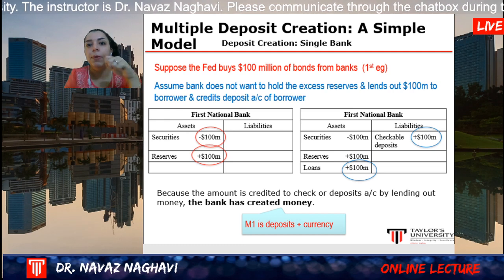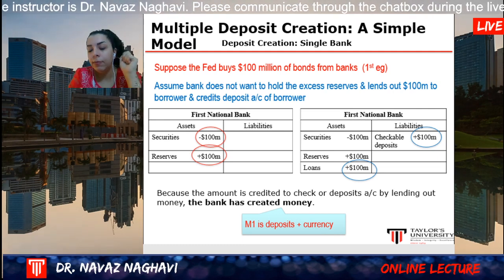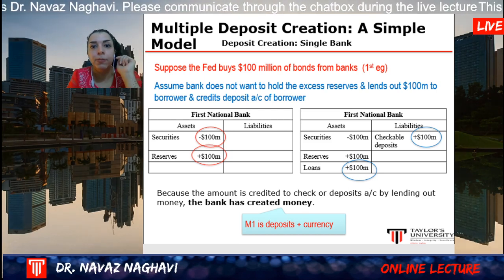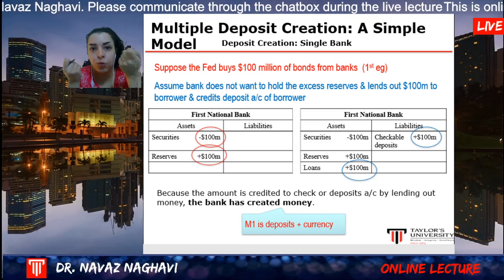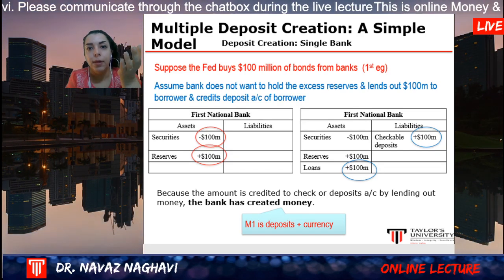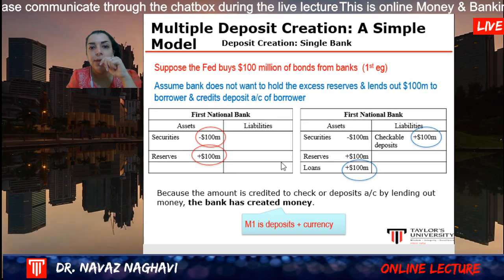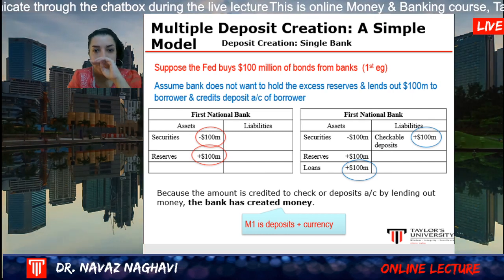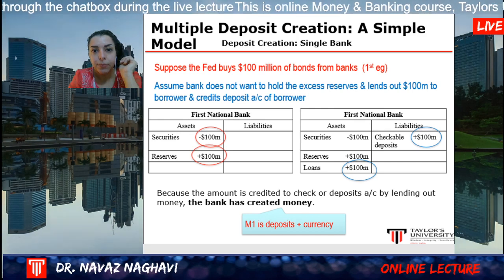So when, for example, you want to get a mortgage from the bank and you want to buy a house, the bank is not giving you any cash or anything. The bank is transferring that money to your account. So that account is a checkable deposit because you can withdraw it with a check. So this is the same thing here.